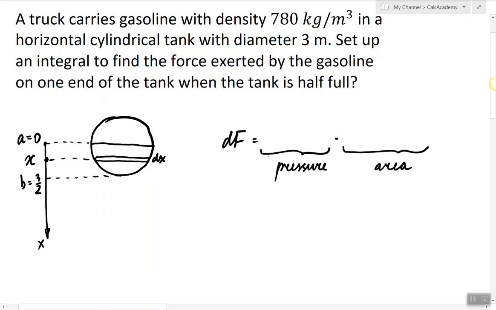And pressure is rho g, and the depth here is exactly x, because we chose the origin to be at the surface level. So the pressure is rho g x, and to find the area, we know we're going to be multiplying the width by this height dx. And now we have to focus on finding this width. So it is pretty clear that as x changes, this w also changes, so that's why it's a function of x.